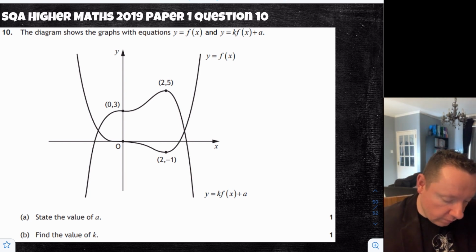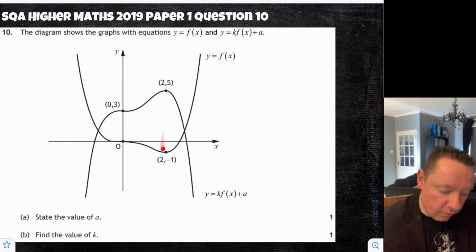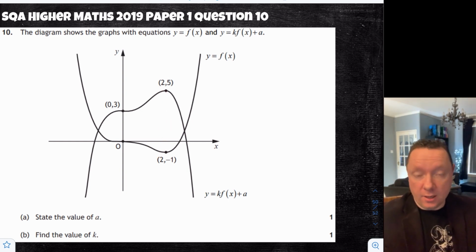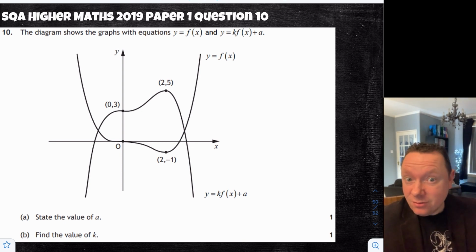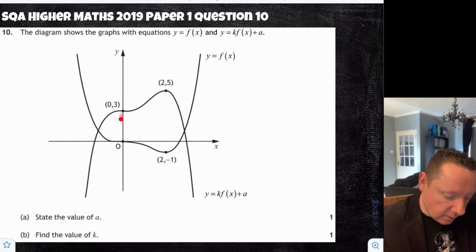So to state the value of a, well, we can't use this because it might have been timesed by a number, which k clearly has, but if you times nothing by nothing, you get nothing. So we can use the 0 part, and it's just the distance between here. The distance between here is 3, so a is 3. And it's as simple as that. So we know that a is 3. Now we need to find k.